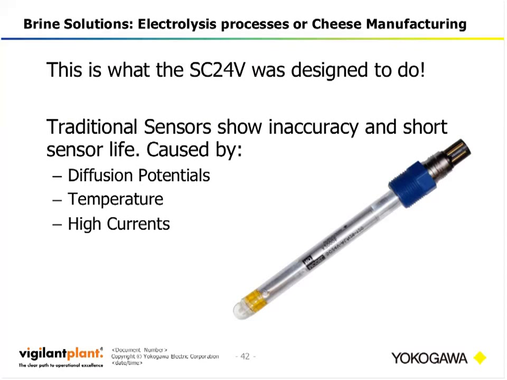The temperature of the chlorinated brine solutions is high, which increases this diffusion rate and therefore shortens the lifetime of the reference cells. Also, the chlorinated brine is often measured close to the electrolysis cells, so very high currents are present. These currents will easily cause ground loop current problems, so you will also see shift changes or drifting issues, and it also shortens the life of the electrode.